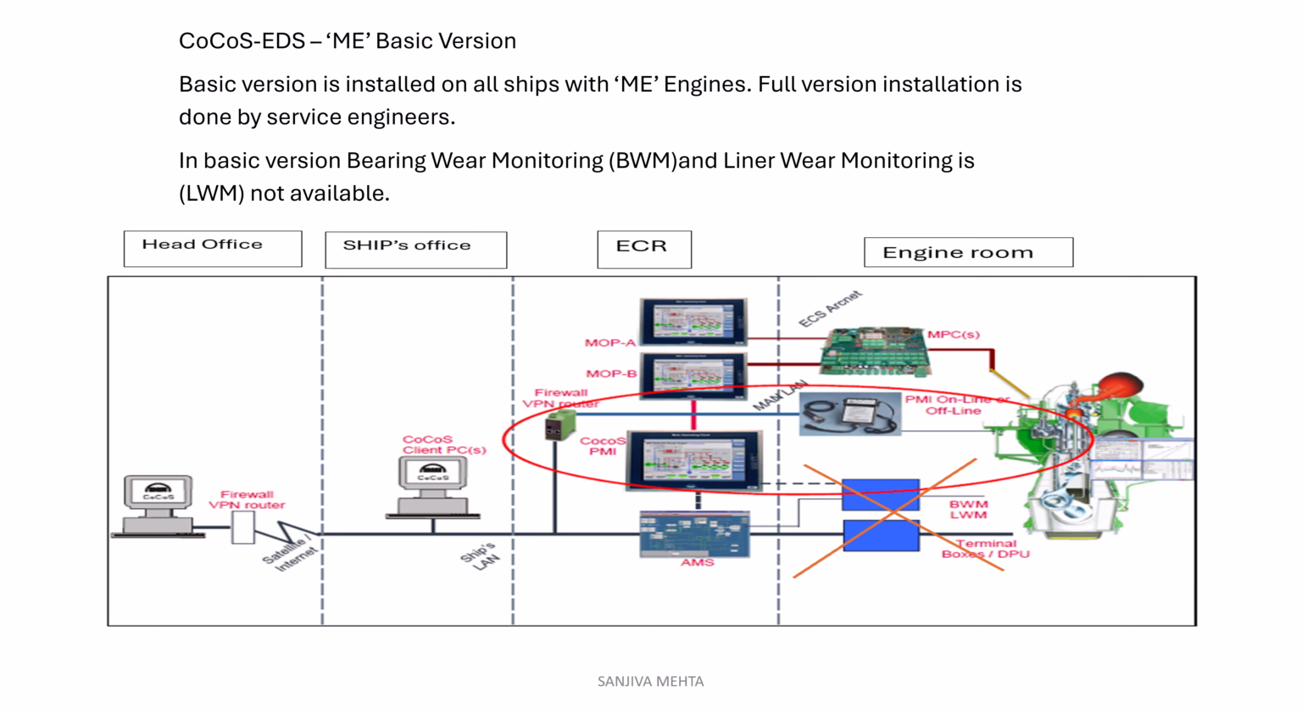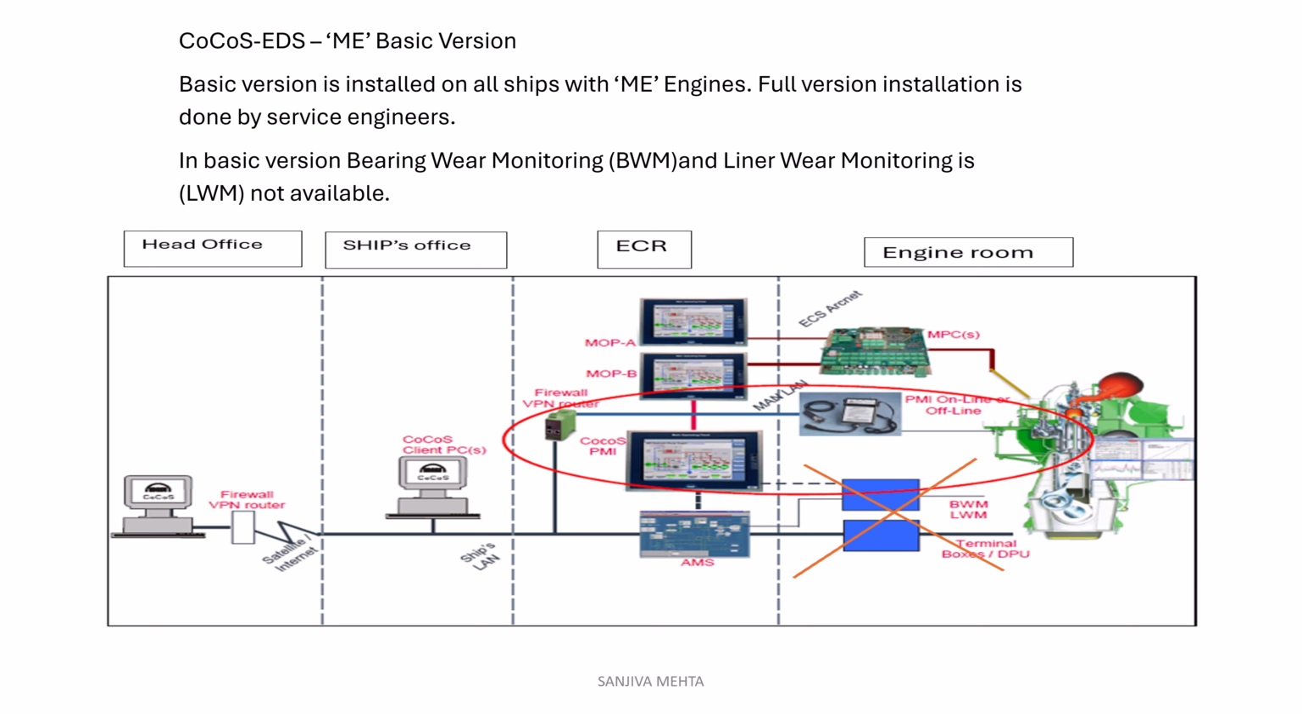So this is the arrangement basically. Your ship, engine, your MPCs, your PMA controller cable. Because this is basic version, bearing monitoring and liner bearing monitoring is not there. All right. MOP and MOPB, Ethernet connection, as I told you earlier. This is your COCOS and PMI, separate computer. And this is your AMS.